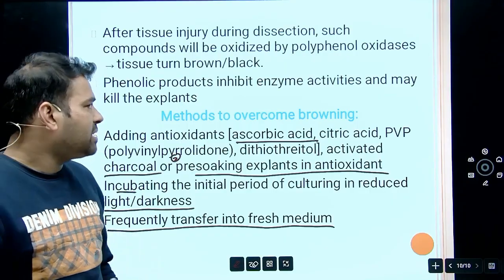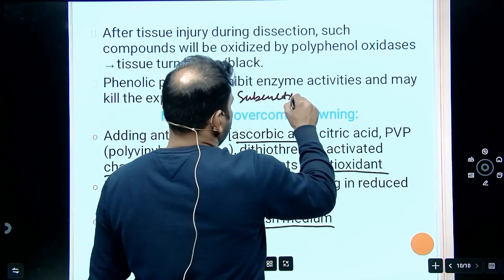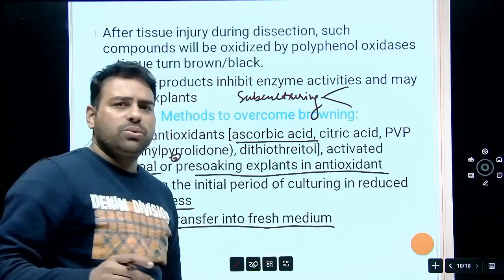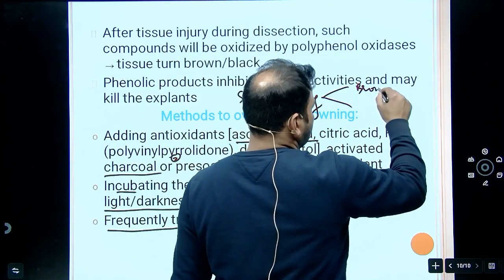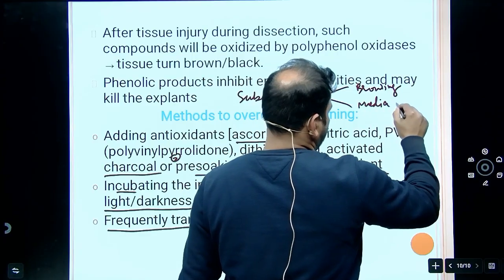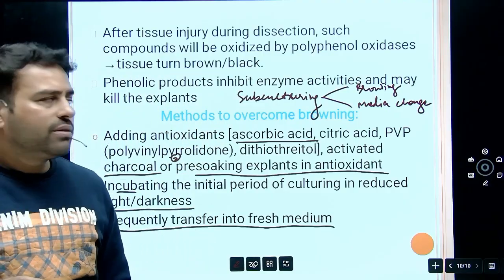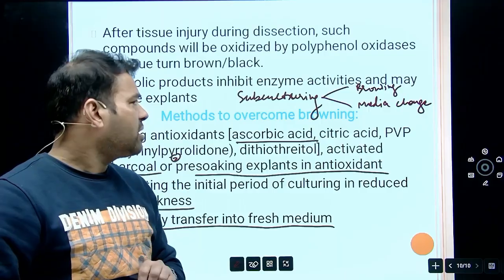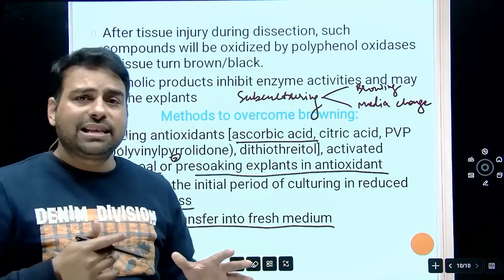We do subculturing for two reasons. The first is browning, and the second is media change. We have already discussed browning and the methods for overcoming it. And second, why are we doing subculturing for media change?